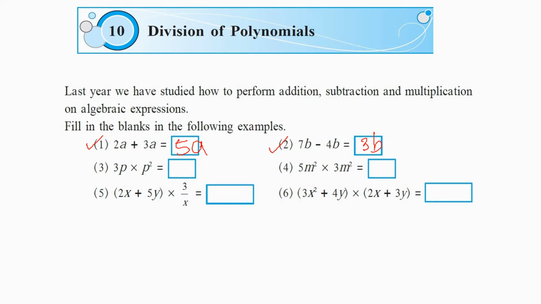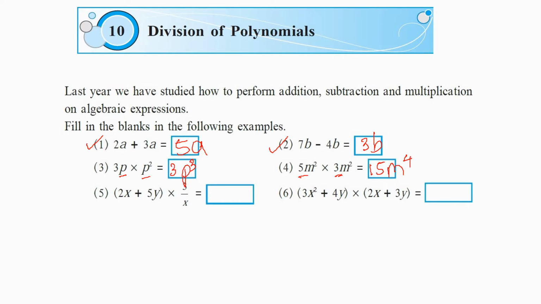In the third one, we are multiplying 3p into p square. Now to note one thing, here we'll use a rule of indices since the base is same. So the index will get added when you multiply. So 3p into p square will give you 3p cube. Similarly, 5m square into 3m square. You multiply the numbers first, which is 5 into 3 will give you 15, and then since m has the same base, the power will get added. So this will become m raised to 4.